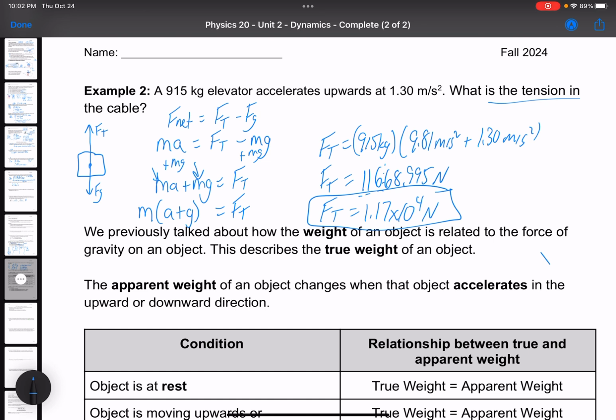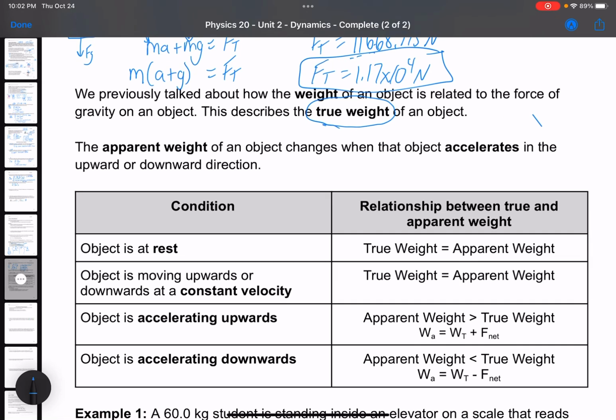Okay. So we previously talked about how the weight of an object is related to the force of gravity on the object, and that describes the true weight. If I asked you what your true weight is, that's how much you weigh when you're standing still. Now the apparent weight of an object changes when that object accelerates in the upward or downward direction.